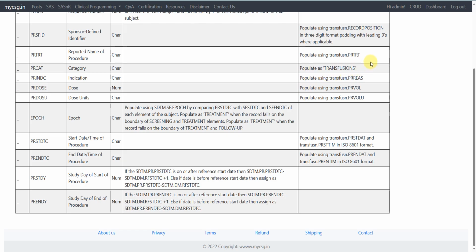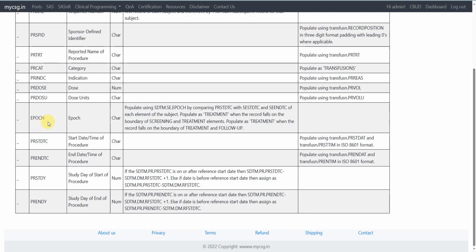So this information is not coming from anywhere in the CRF, but as this data is related to transfusion, we are populating it as transfusions in PRCAT variable. And then for PRINDC, we were asked to use the value present in PRREAS from transfusion dataset. So we are given that specification here. And then for PRDOS, we are being asked to populate the value from PRVOL variable of transfusion dataset. And for PRDOSU, we are being asked to use the value from PRVOLU to populate DOSU.